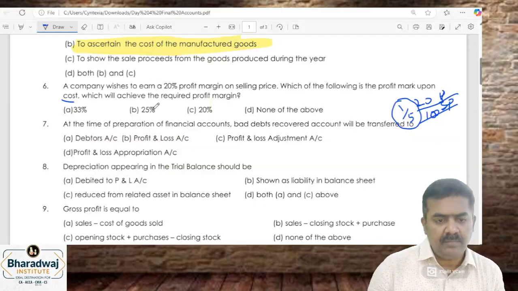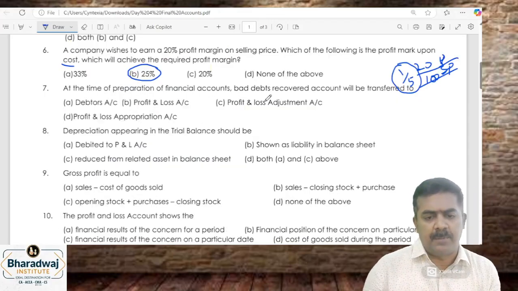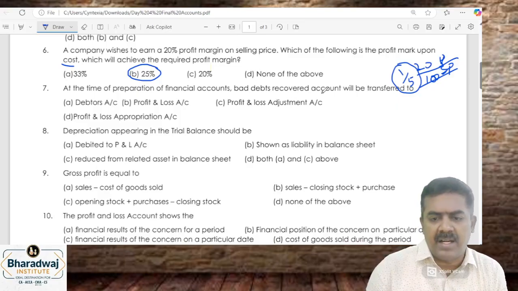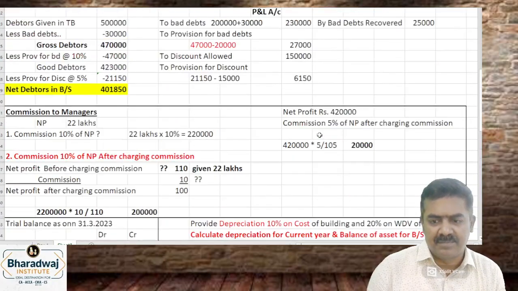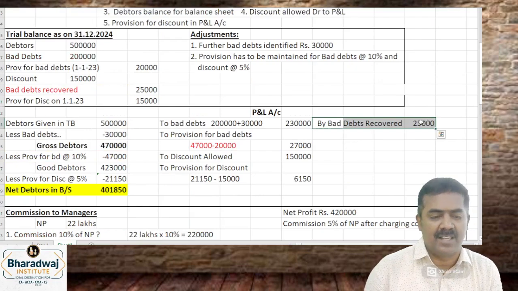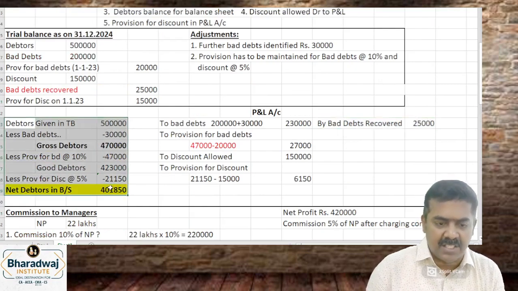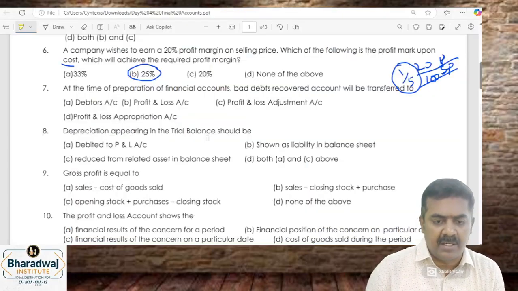Then answer is how much? 25%. At the time of preparation of final accounts, bad debts recovered will be transferred to, we saw in the question too, P&L account, credit side of P&L account. It will not be adjusted with returns. It will not be adjusted with bad debts or provision for bad debts. It will be credited to P&L.